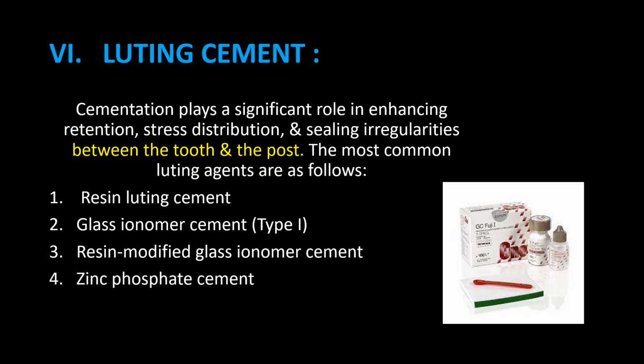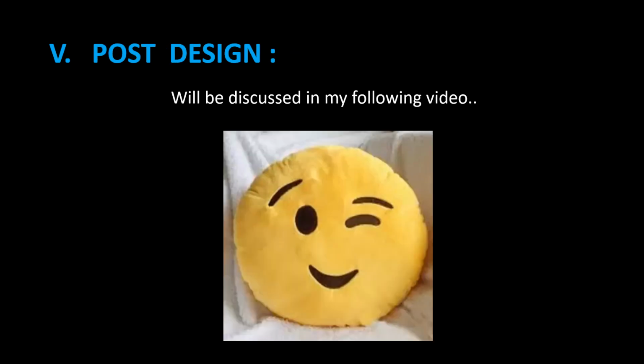Most common luting agents are as follows. Resin luting cement. Type 1 GIC. RMGIC. Zinc phosphate cement. Post design will be discussed in my following video.